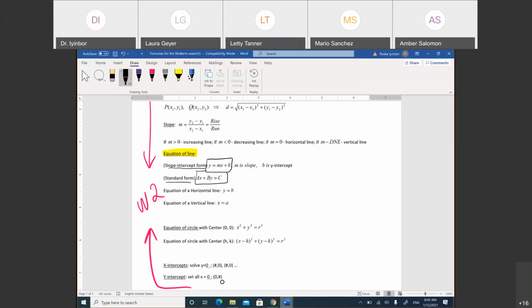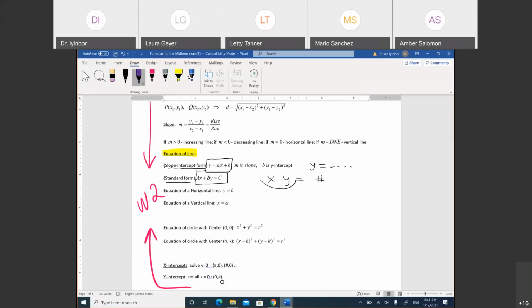The difference between these two forms is the first one, the slope-intercept, looks like y equals something. Y is by itself. The second one, the standard form, you have x and y equals number. So the x and y in the same side. That's the difference between those two. And it's easy to go from form to form. We're going to do that right now.